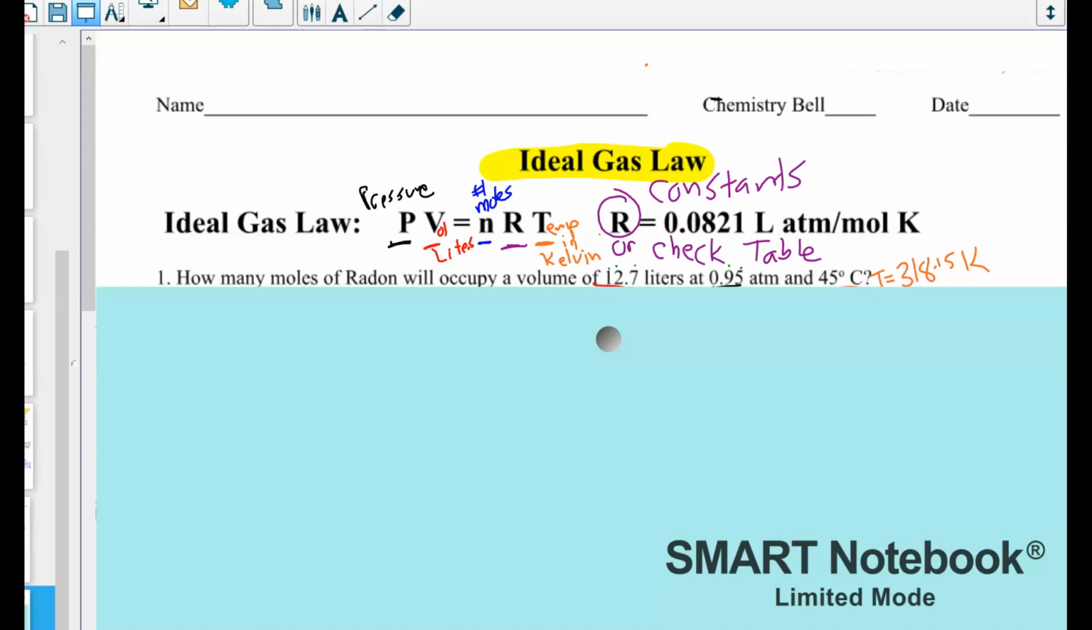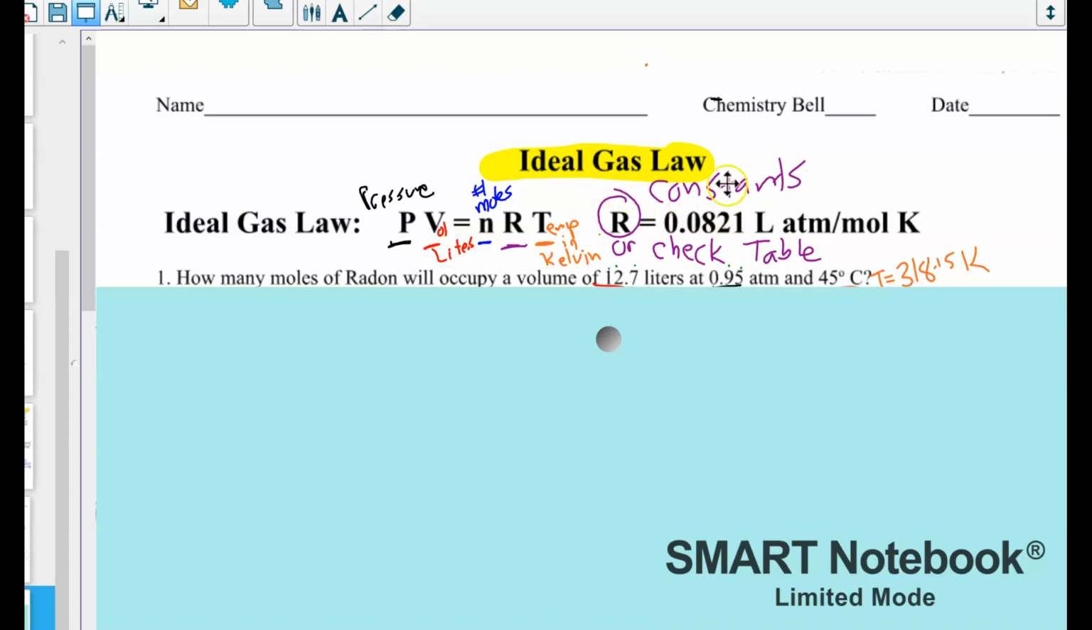Okay, so let's go over our last gas law, the ideal gas law. This is a snapshot of a gas in a container at one point in time. So the ideal gas law from your notes is pressure times volume is equal to n, the number of moles, times R, a constant, and T, temperature in Kelvin. So make sure we understand what each of those units are. And then the R value, those are a constant.